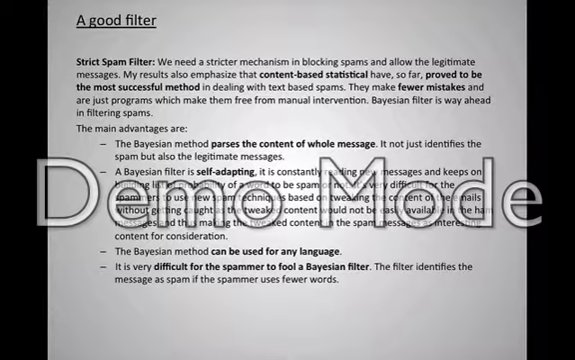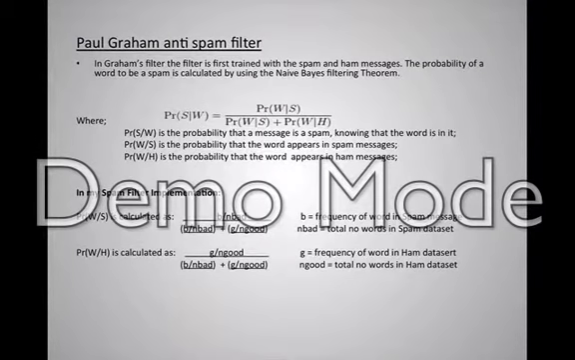About the Bayesian spam filter: it parses the content of the whole message. It is self-adapting and can be used for any language, and it is very difficult for the spammer to fool a Bayesian filter because it keeps adapting itself. My results also emphasize that content-based statistical filters have so far proved to be the most successful method in dealing with text-based spam. They make fewer mistakes.